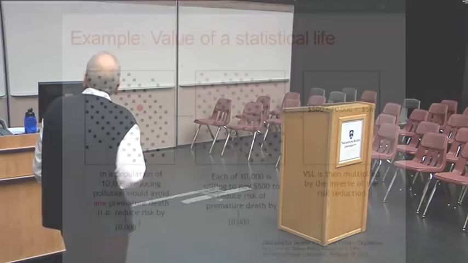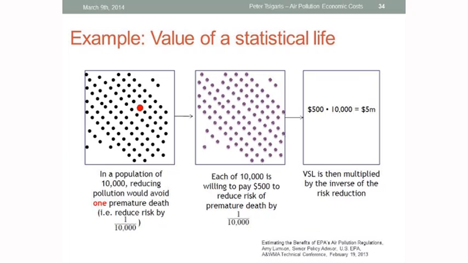So, in a population of 10,000, suppose that you want to reduce pollution, and that would avoid 1 premature death. So there's this red dot. I hope it's not me. But it could be anybody in here. So we want to eliminate that chance. And everybody gets together and says, well, on average, I'm going to be willing to pay 500. Some 1,000, some none because they don't have enough income, etc. But on average, 500. So if you take the 10,000 and multiply by 500, you get $5 million. That's the value of a statistical life.